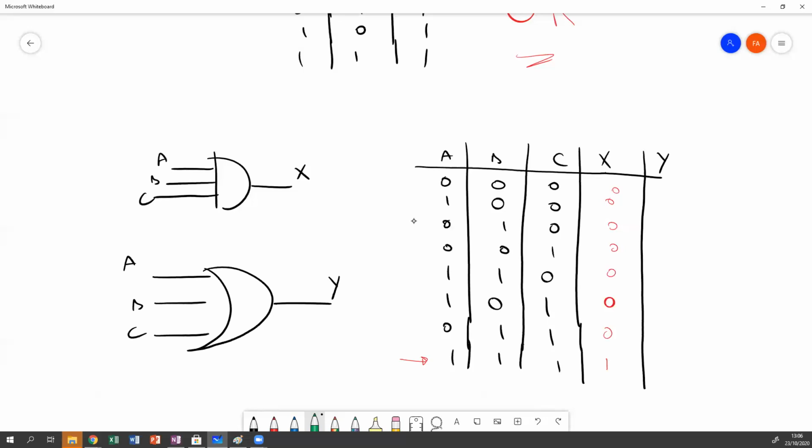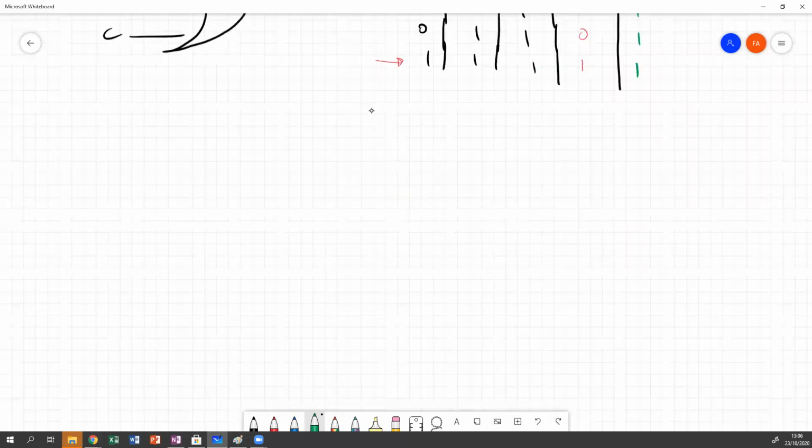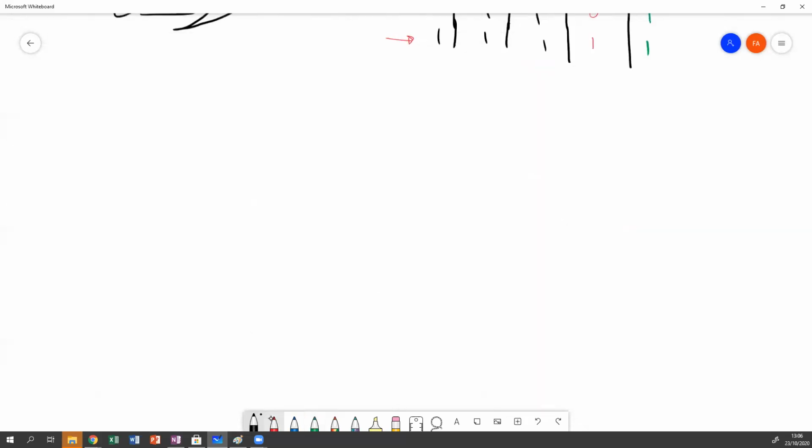So as you see here, when all of them are 0, we get 0. Here I have 1, 1. Here I have 1, 1. As you see, in all other rows, I have at least one 1. So this is the difference between an AND gate and an OR gate.